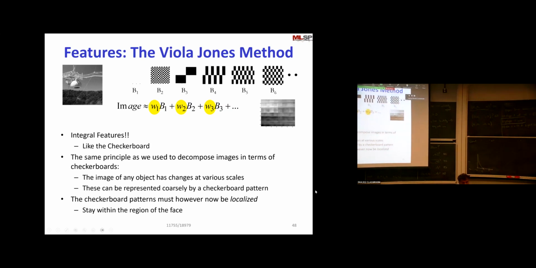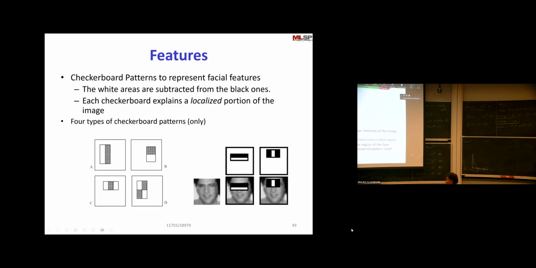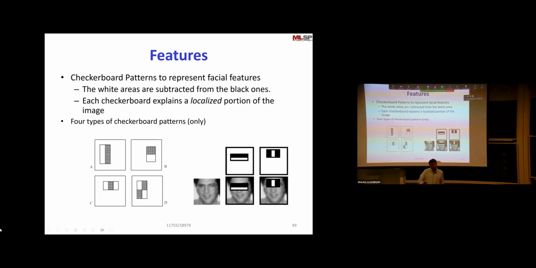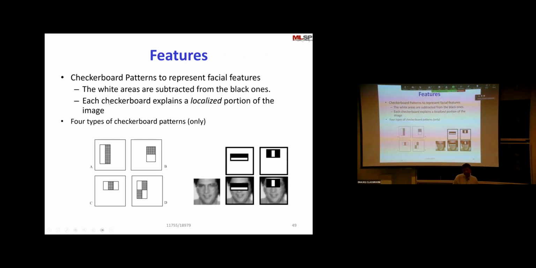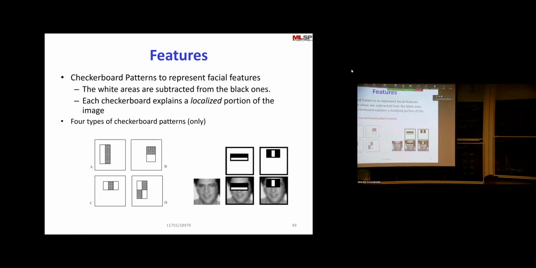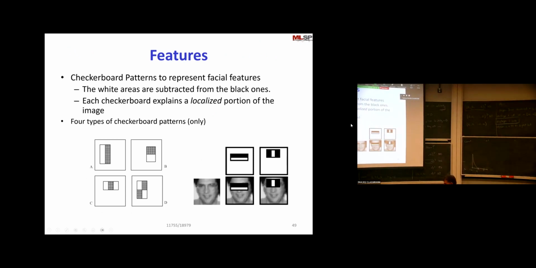Vikram gets the idea. You want to still use these three bases, but then you want to make them localized in a manner that they're able to pick up on features of the face. So here's what we will do. We're going to use simple bases. They don't span the space. They are localized, as Vikram says, right? And they're not even very complicated. They're just like these 4 basic patterns that Viola and Jones described.